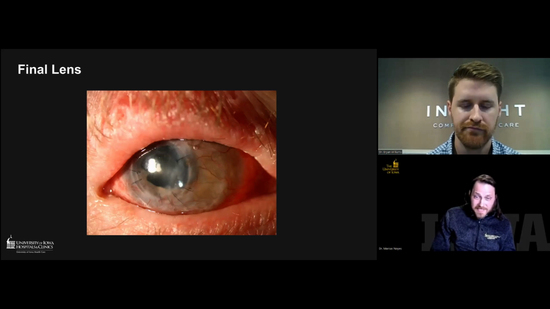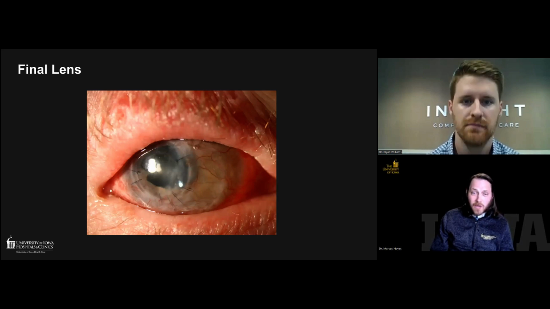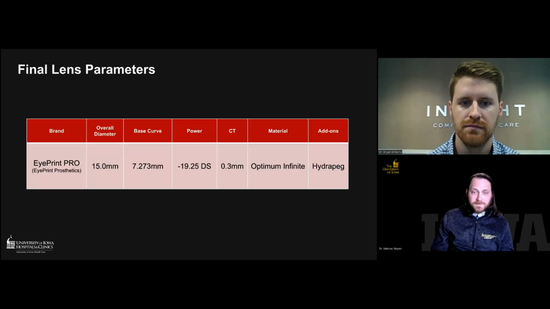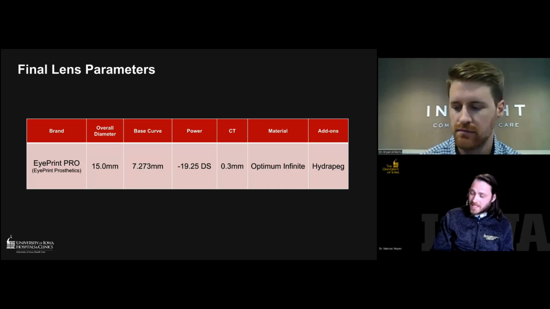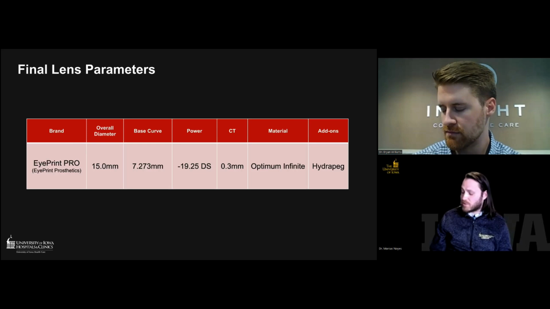Here's the final lens, and I really like this picture because almost the only way you can tell there's a lens on there is because of that bubble up near his upper eyelid. But yeah, this is his eye, and first off, you can just tell how much quieter that eye is. There's way less inflammation. He still has some scarring, haze, all that sort of stuff, but this is a definite improvement. So the final lens that we used, parameters here, again, this is another one when you want to use as high of a DK lens as you possibly can to promote that corneal health, that ocular surface health.